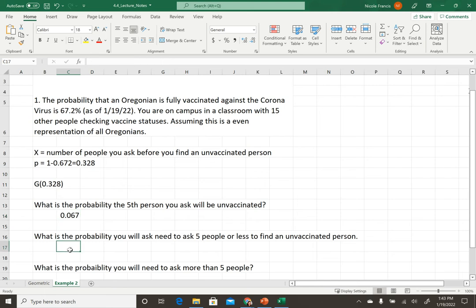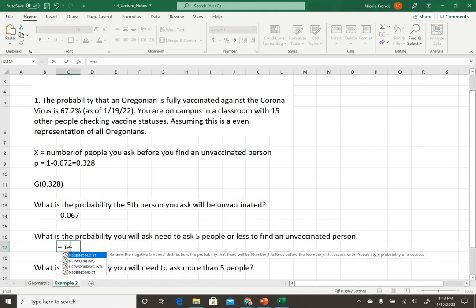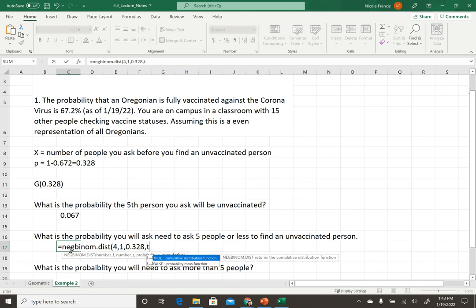Let's expand that. What is the probability we'll need to ask 5 people or less until we have a success? So this would mean we might have 1 trial, 2 trials, 3 trials, 4 trials, or 5 trials, right? So we can still use negative binom. This is a geometric distribution, but we're going to use a negative binom function in Excel. The number of failures would be 4. The number of successes would be 1. The probability of success, again, is 0.328. And this time we're going to turn on the cumulative.